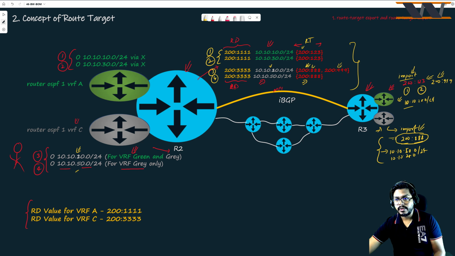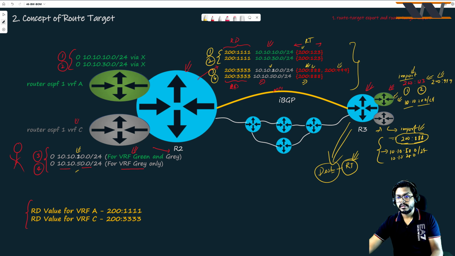So this route 10.10.20.0 will be installed in the green VRF because we are importing it on the basis of RT. And you need to keep this information in your mind always: at the destination, the decision about what route should go where is taken on the basis of the RT value. It is not on the basis of route distinguishers. Why? Because route distinguishers were not able to meet Mr. Prashant Patil's requirement, or all the requirements which we are going to see in the service provider network.